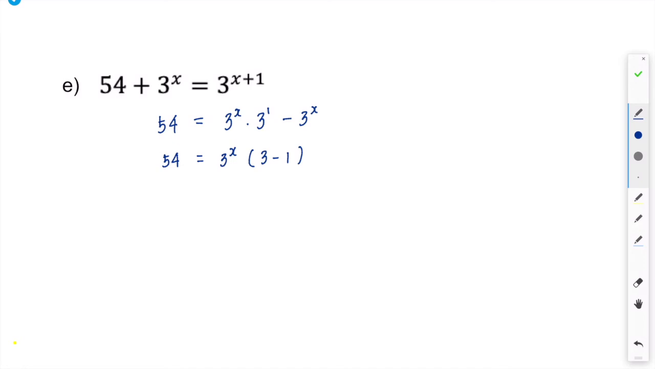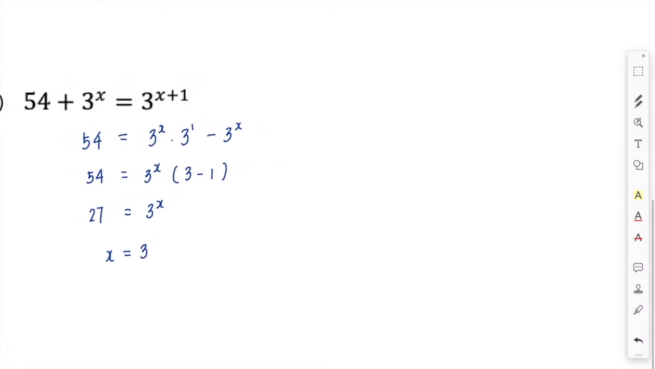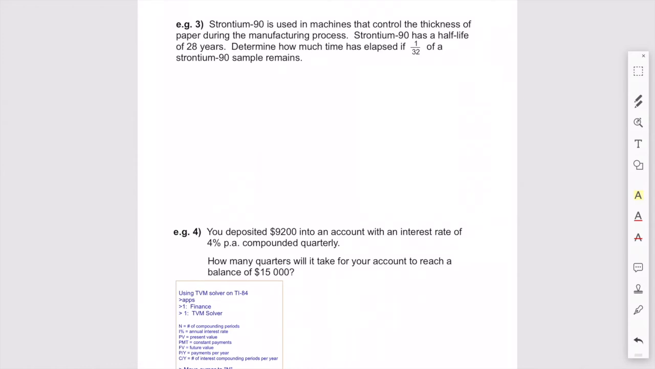Divide both sides of the equation by 2. I get 27 equals 3 to the power of x, and knowing 27 is 3 cubed, x must be 3. So this is the second example in the lesson. When you're ready, let's move to the next page.